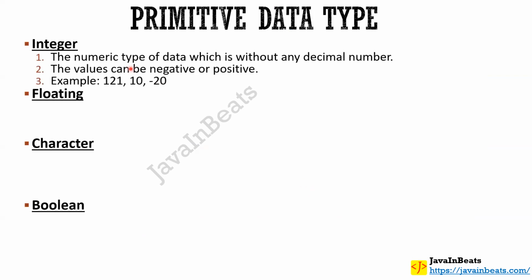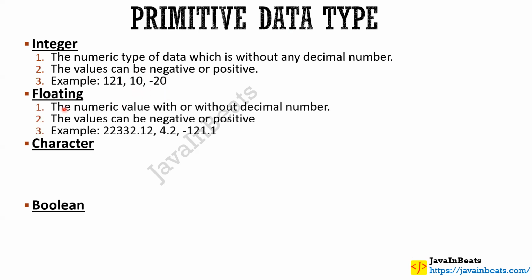First one is integer. As we discussed, it is used to store a numeric value which is without any decimal number. The value can be negative and positive both, and examples are these. In a floating point, you can store a value which is with or without decimal number. This value again can be positive or negative, and these are a few examples of the floating type of values.